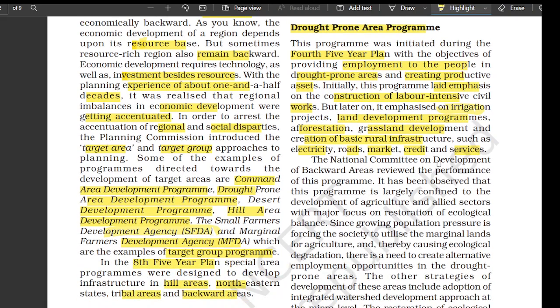The National Committee on Development of Backward Areas reviewed the performance of this program. It has been observed that the program is largely confined to the development of agriculture and allied sectors, with major focus on restoration of ecological balance. Since growing population pressure is forcing the society to utilize the marginal lands for agriculture and thereby causing ecological degradation, there is a need to create alternative employment opportunities in the drought prone areas.